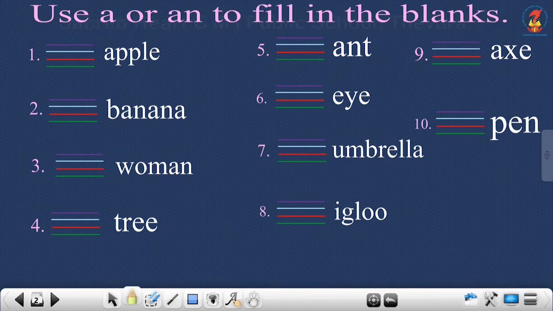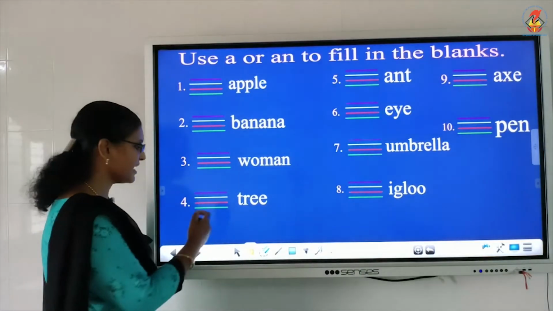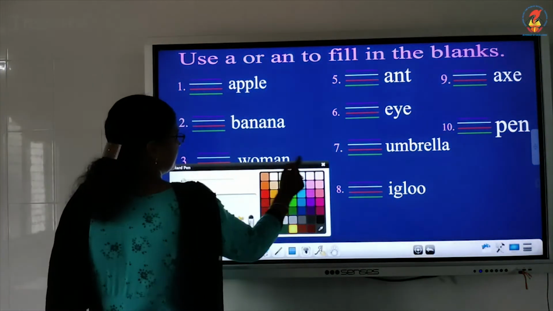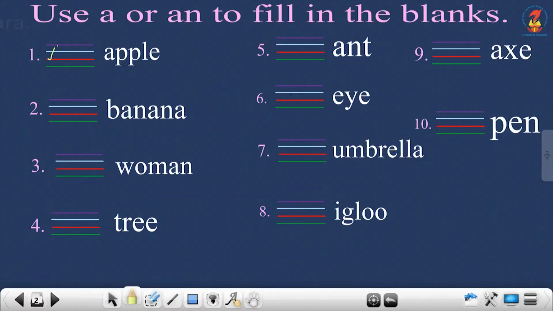A. What is its sound? Vowel sound. So, what are you going to write before it? A or an? Yes, that's correct. An apple. Right. Let's write an over here.